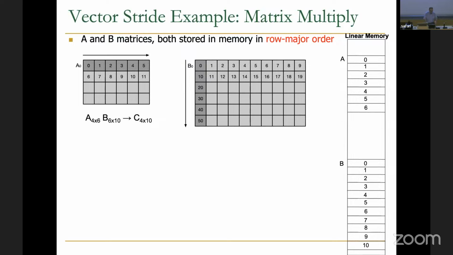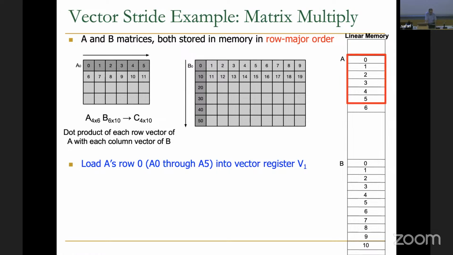So the operation that we want to do is multiplication of these two matrices. Matrix A is 4 by 6 and B is 6 by 10. So in the end, your result is going to be 4 by 10. What we need to do for every element of the output matrix is the dot product of each row of A with each column vector of B. For example, for C00, we need to do the dot product of row 0 of matrix A with column 0 of matrix B, right?